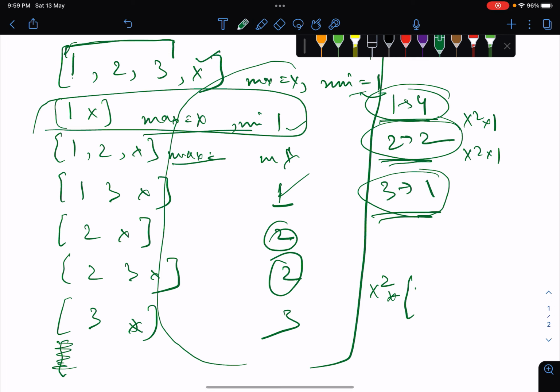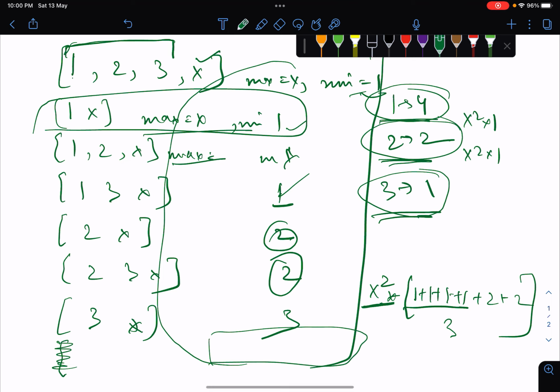So the sum of all these is 1 plus 1 plus 1 plus 1. That is, 1 coming 4 times, 2 coming 2 times, and 3 coming 1 time. Okay, getting it? This is what I mean to say. So the maximum element is fixed here. That is the last element.